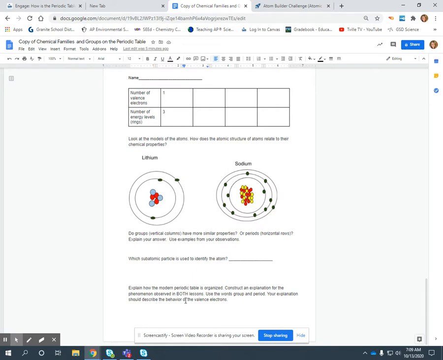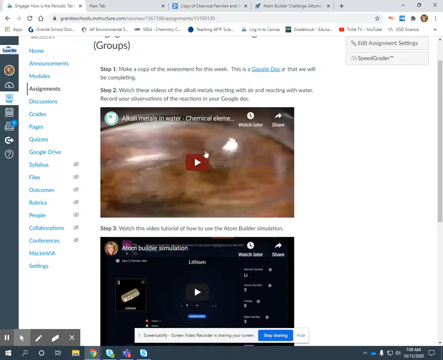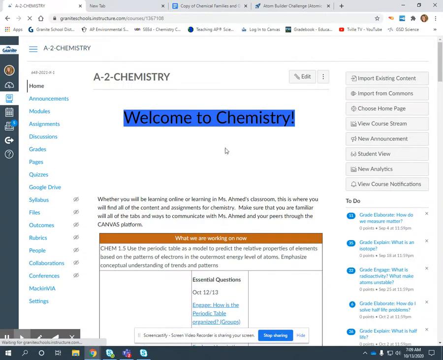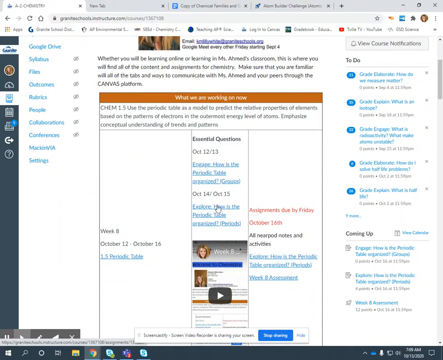And then when you go to submit your assignment, you're going to go back to Canvas. And if you go to the home page, it's this second link here, or you can use this link in our assessment column. Remember, this column is always going to be the assignments that are graded and go on gradebook. This column is always going to be the Nearpod lessons and the notes that we use to learn the content, okay? So notice one of the things that are graded that's going to go on gradebook is this Explore. How is the periodic table organized?